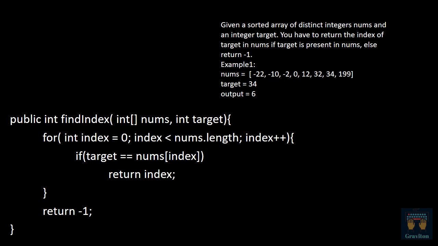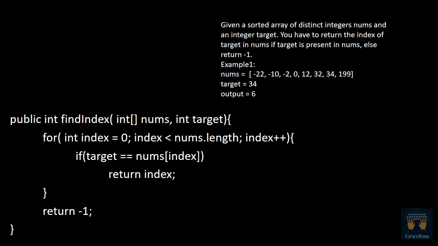So here's a quick Java implementation of that method. So this find index method will run a for loop over the array. In each iteration, it will compare the target with the current index value and return the index if the target is equal to the current element. If we are not able to find the element in the array, we will return -1. Well, this is good, but what is the complexity of this solution?